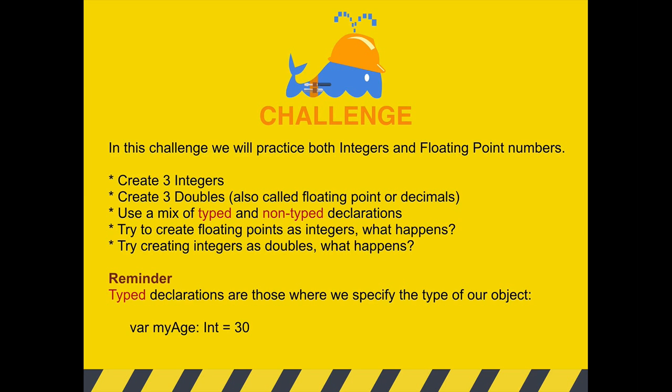So what happens when you try creating multiple floating point numbers as integers, right? So you want to do a little bit of conversion here, or specifically you're going to want to make them doubles. And then try creating integers as doubles, and then see what happens. And then just at the bottom here, we have a little bit of a reminder of what the syntax looks like with type annotations.